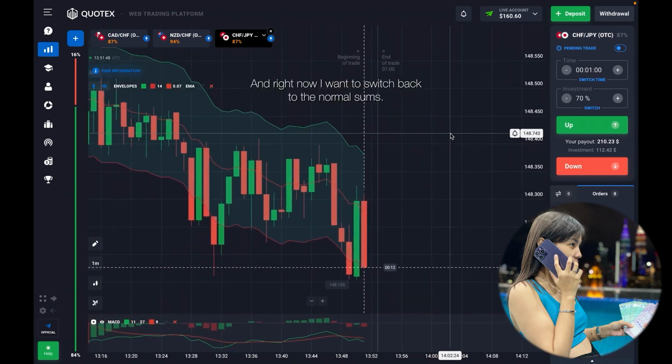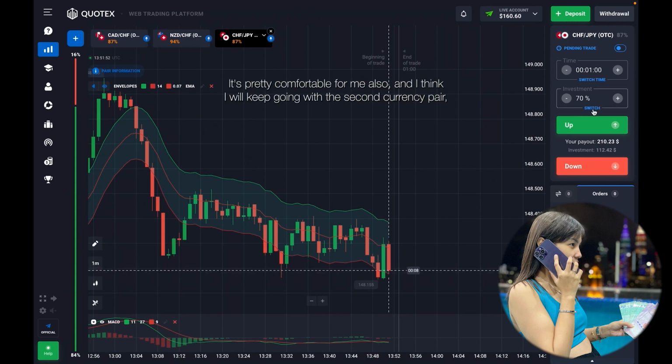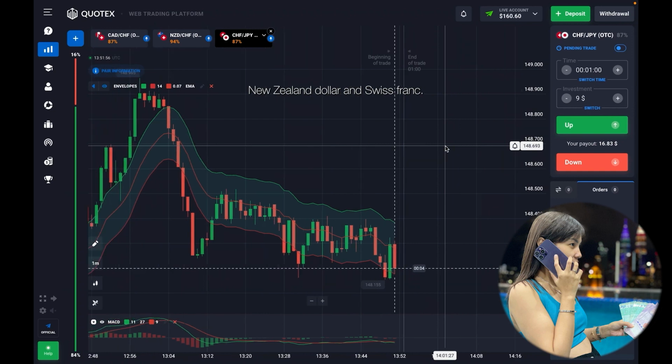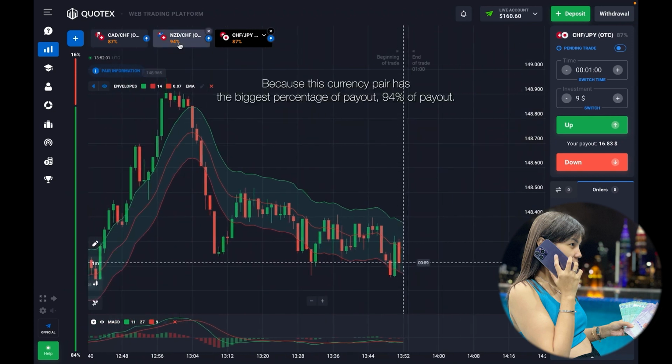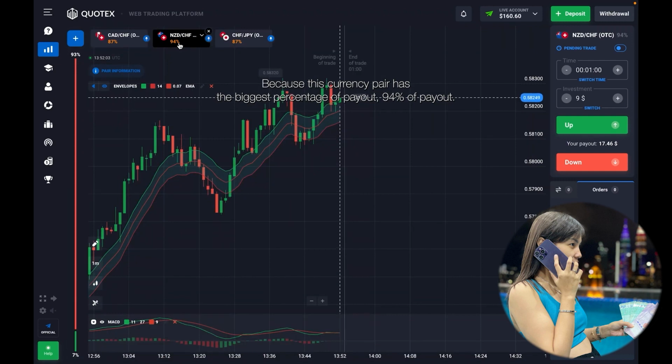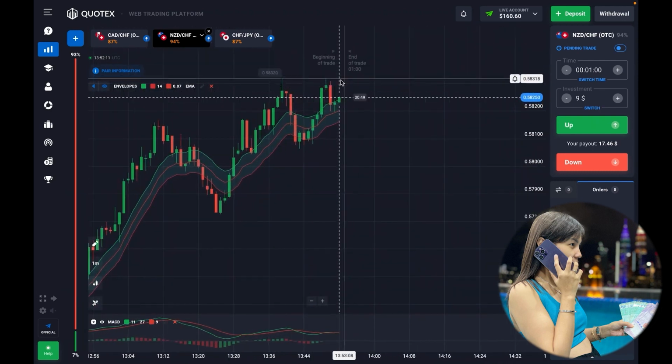Right now I want to switch back to the normal sums. It is pretty comfortable for me also, and I think I'll keep going with this second currency pair, New Zealand dollar, New Zealand franc. And you know why? Because this currency pair has the biggest percentage of payout, 94% of payout, guys.